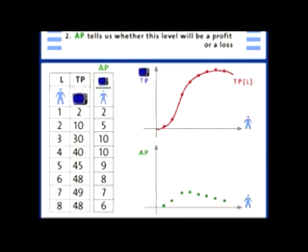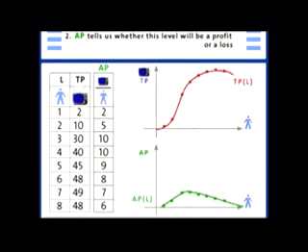And I'll label this APL for the average product of labor, the output per worker, or the average, the amount of output that the average worker produces. Output per worker, or labor productivity.